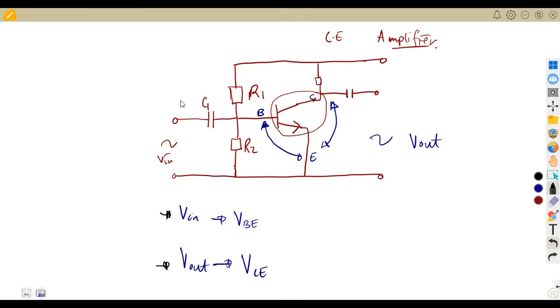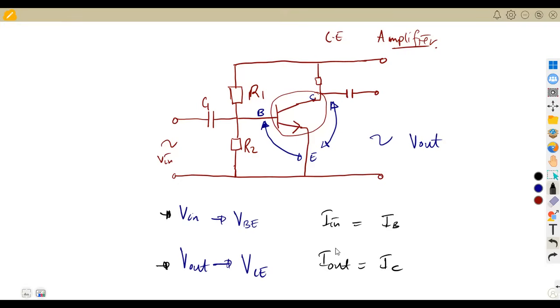Talking about the input current, the current that is going to enter here is the current affecting the base. So the input current, we are talking about the current at the base. For the output current, the current that is going to pass here is the current for the collector. We are talking about the collector at the output. So our current out is going to be the collector current. That's for a common emitter.